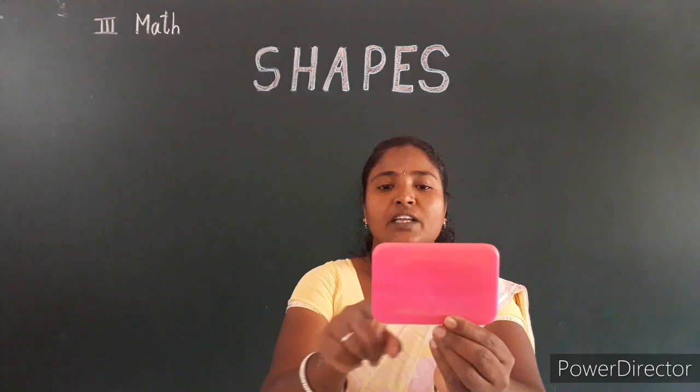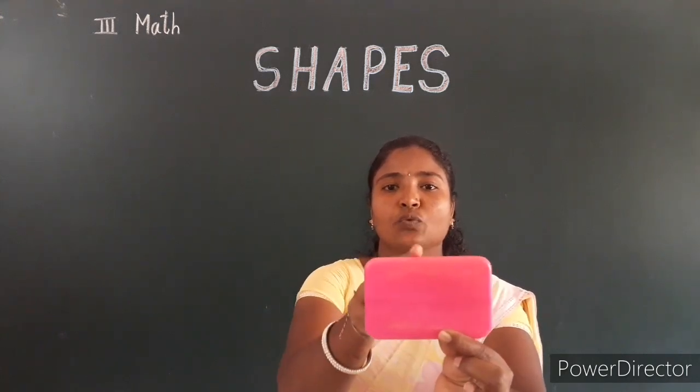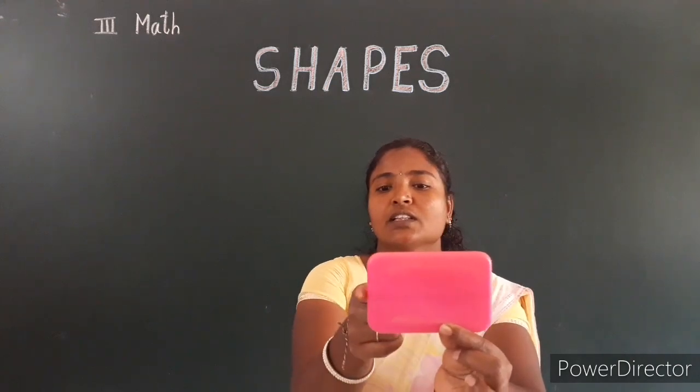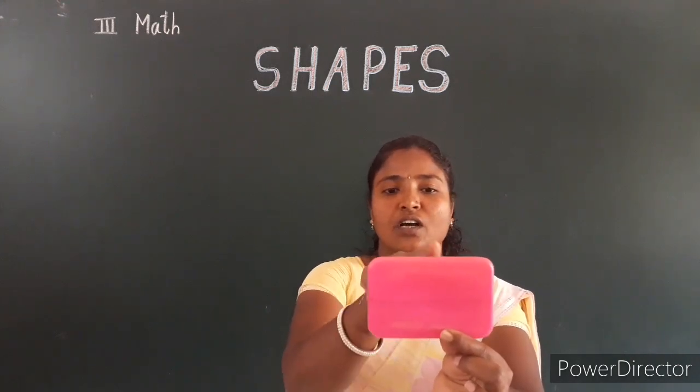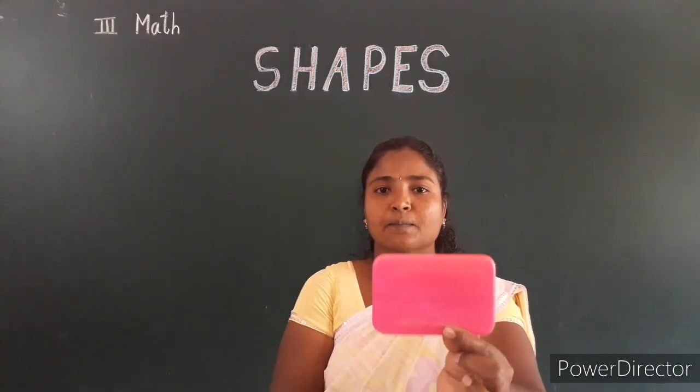But in a rectangle, opposite sides are equal in length. This opposite side is this one. This opposite side is this one. Opposite sides are equal in length.